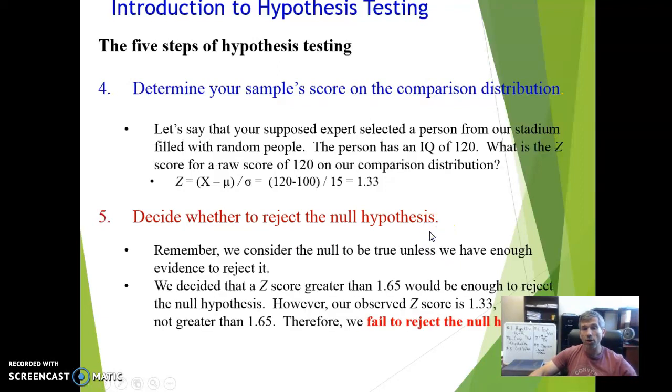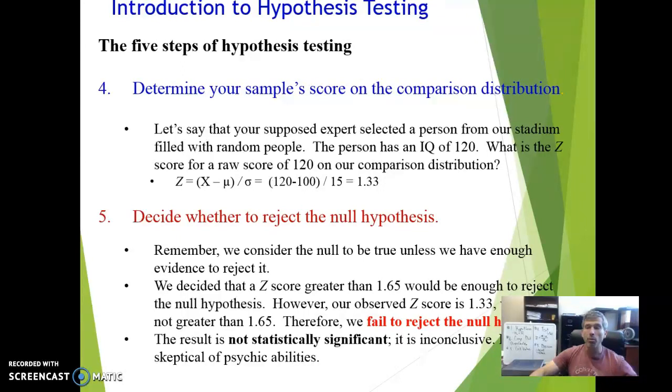So we consider the null to be true unless we see enough evidence to reject it. We decided in advance that that evidence would be a z-score greater than 1.65 because those scores have less than a 5% chance of happening. But the observed z-score is 1.33, which is close but does not count. So we fail to reject or retain the null hypothesis.